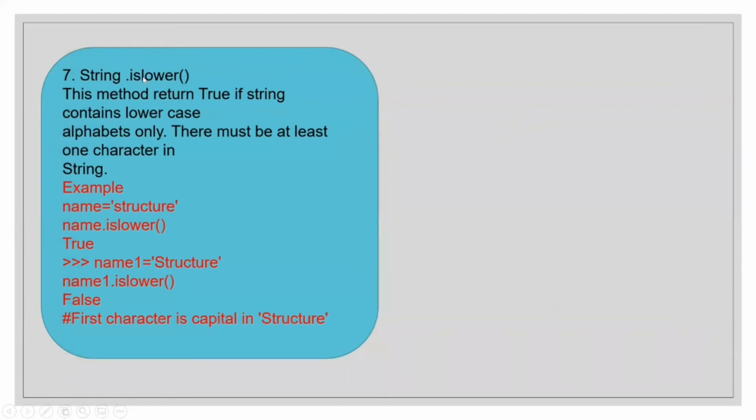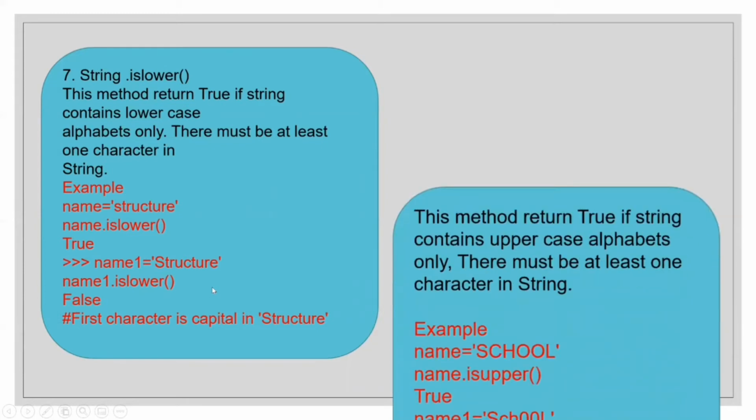Then we have string dot is lower. Now the letters in this name are only telling us that it's not changing the string to lowercase. It is just checking if the string is in lower case. Even if one character is in uppercase, it's going to give us false. Like, look at the example, name is equal to structure, and if I'm checking name dot is lower, so yes, true, because all the characters here are in lowercase. Now if I write structure with a capital S, now all the letters are in lowercase, just one letter is in uppercase, so it's going to give us false, because is lower is checking that all the characters should be in lowercase.